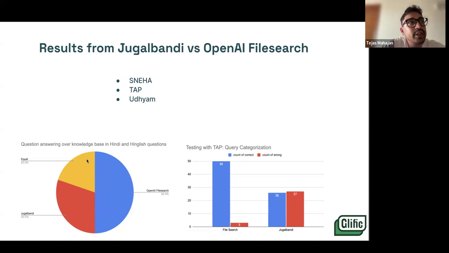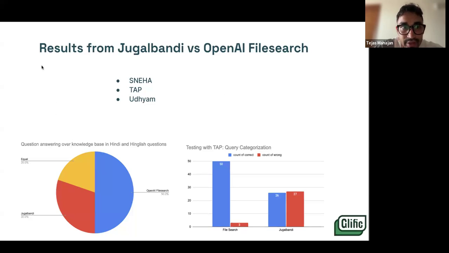So we asked them to rate about 50 questions, and in 50% of the cases they rated OpenAI File Search responses as better, because it gave more reasoning behind why it is giving this answer, and that was the qualitative point they told me. The remaining 20% of the time it was equal, and Jugalbandi was better 30% of the time. It's a qualitative measure of how the answer was shared. So this we felt was a good sign.